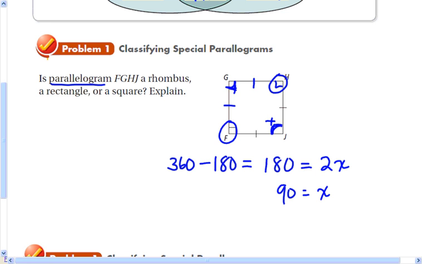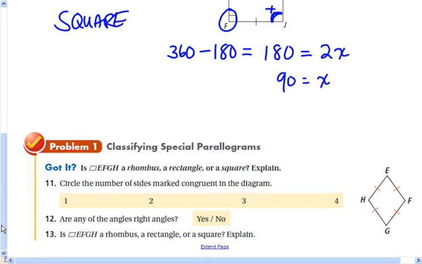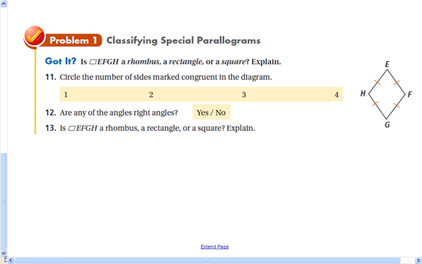So we have 4 right angles, and we have 4 congruent sides. So that makes this parallelogram a square. All right, go ahead and try the next problem. Classifying this as either a rhombus, a rectangle, or a square. Pause if you want to try it on your own.